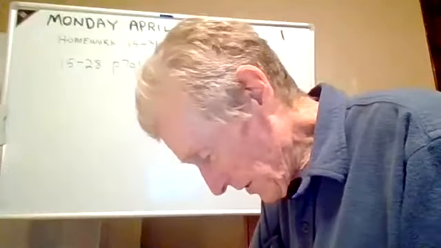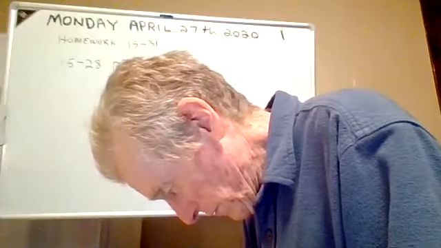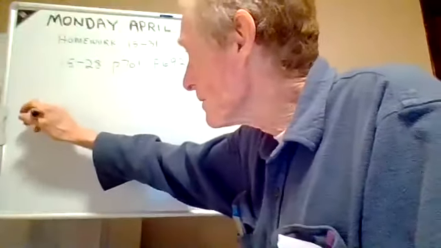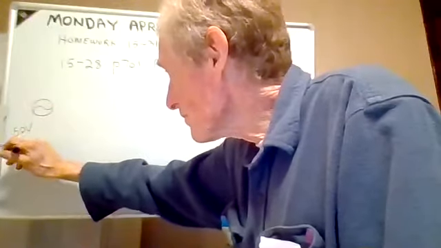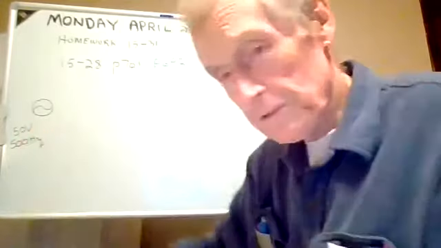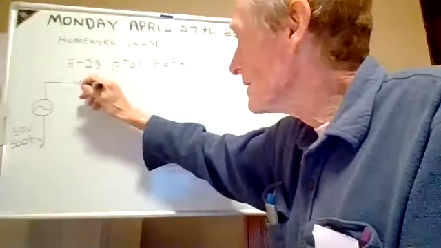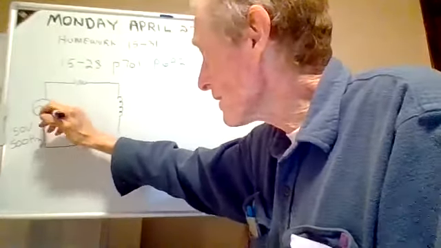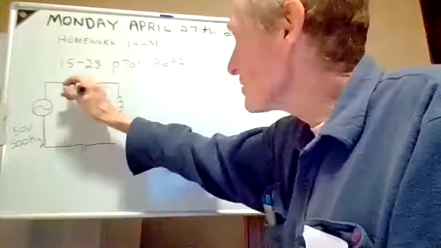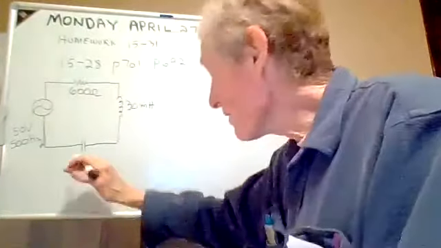Okay, you got an RLC series circuit, and I'm going to draw it. Here goes. The source is 50 volts, 500 hertz. Is that dark enough to where people can read it, I hope? Good. 600 ohms, 30 millihenries, and 0.05 microfarads.